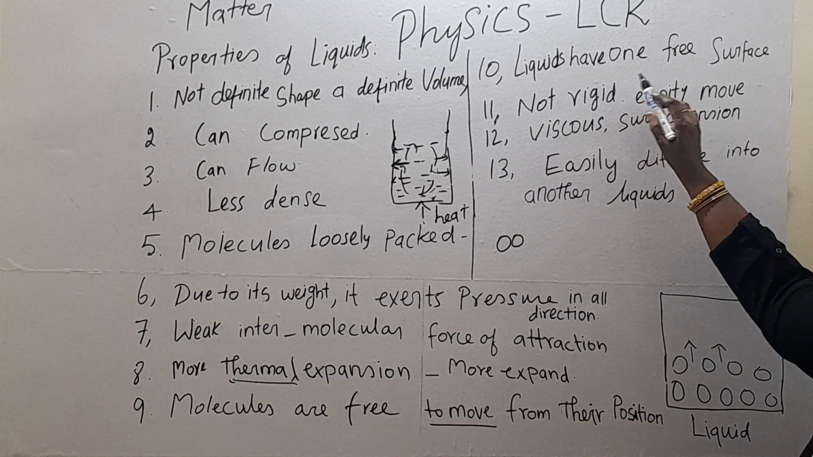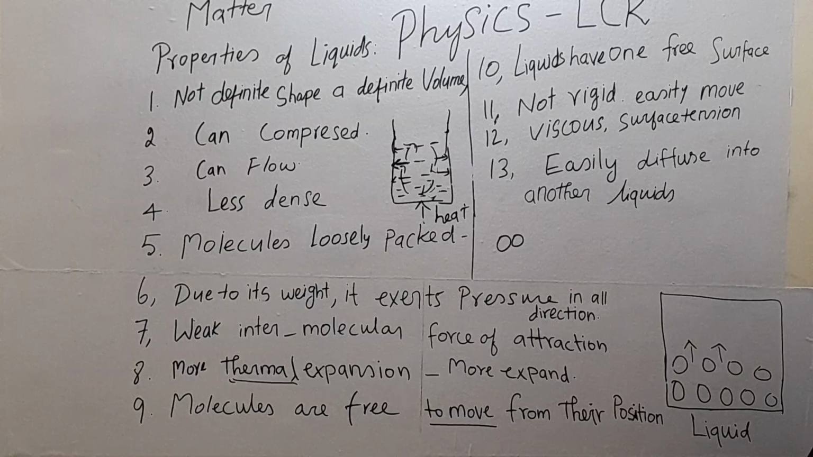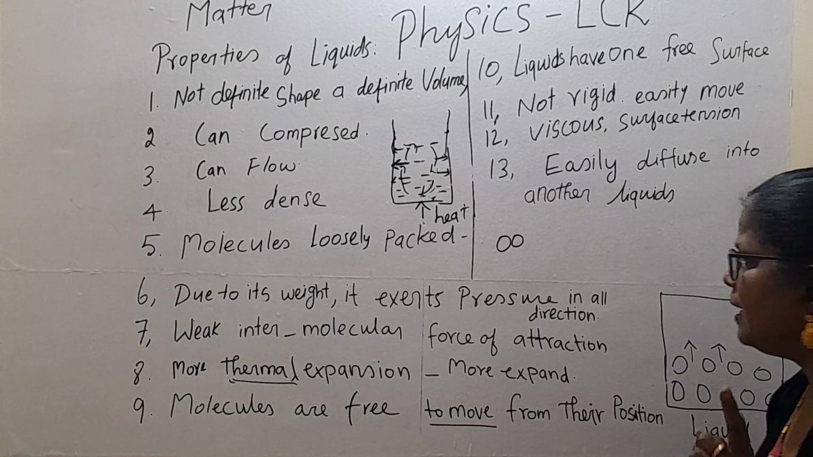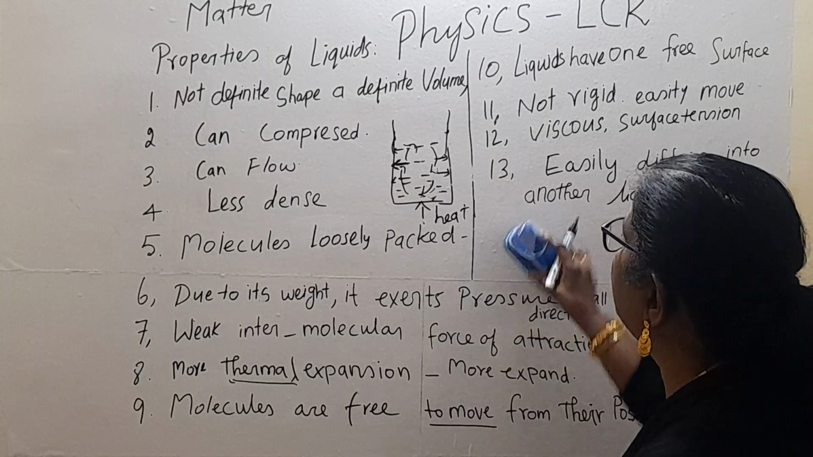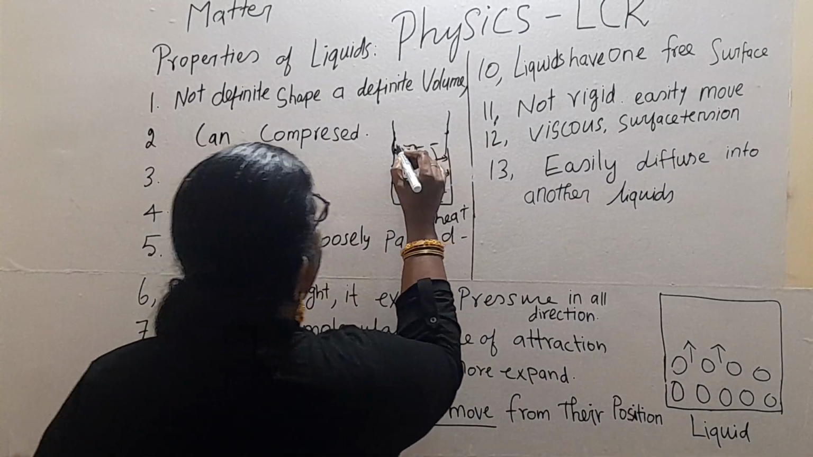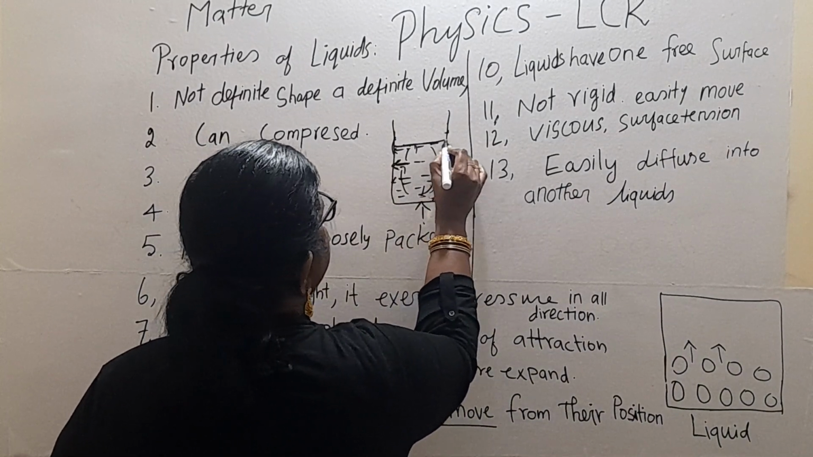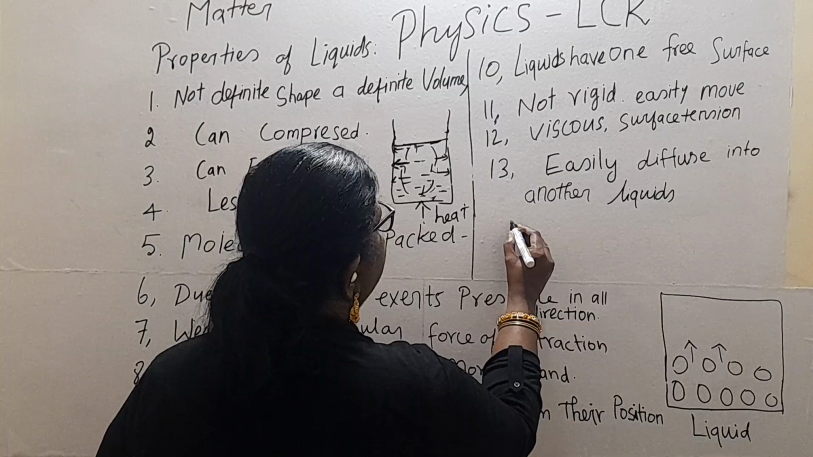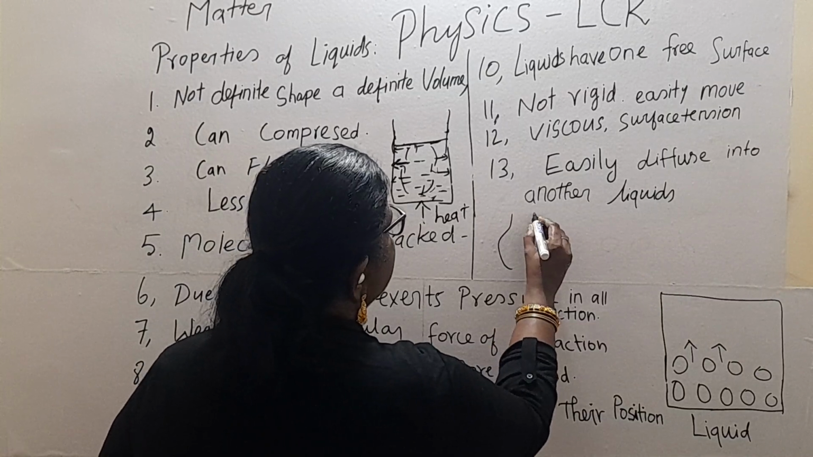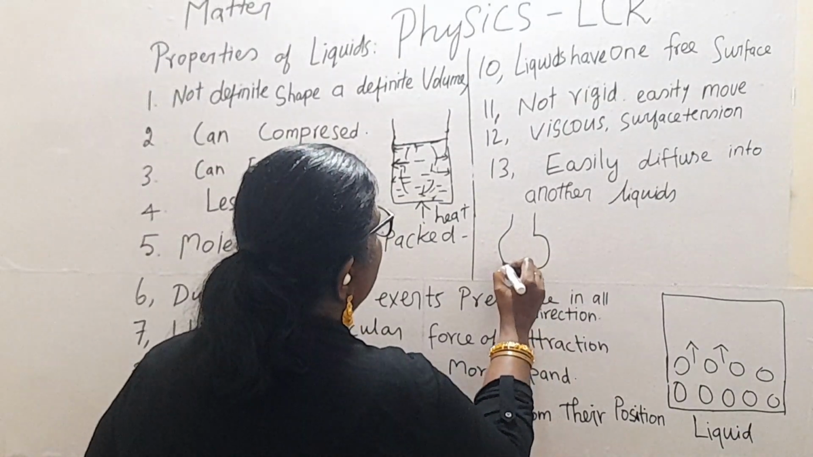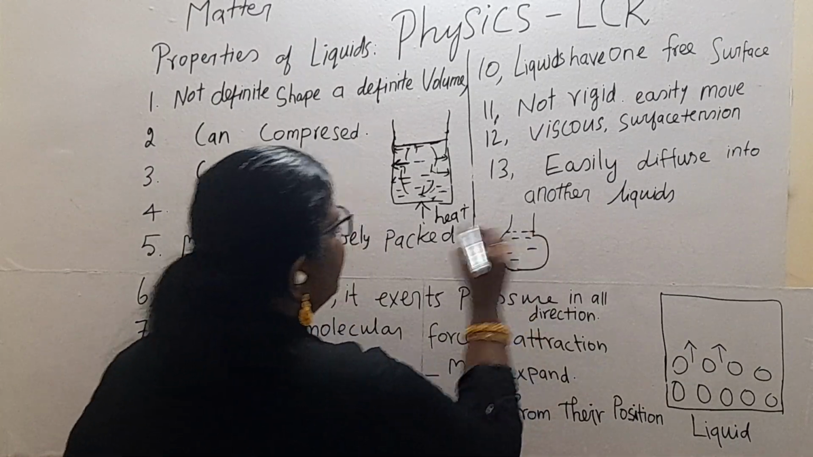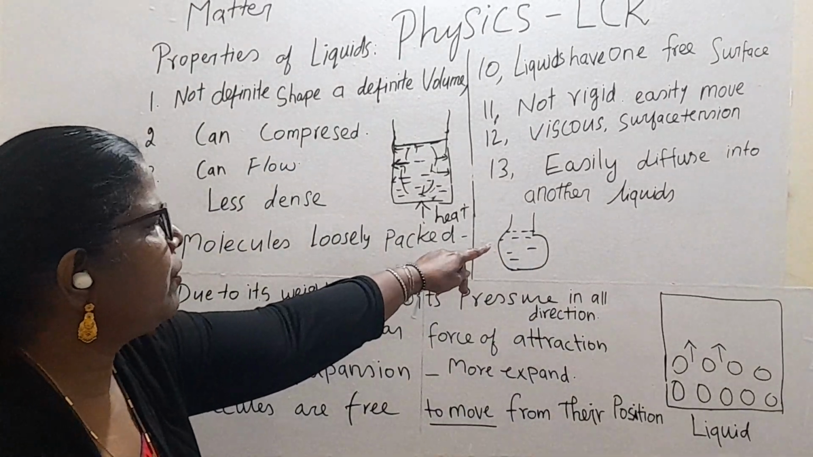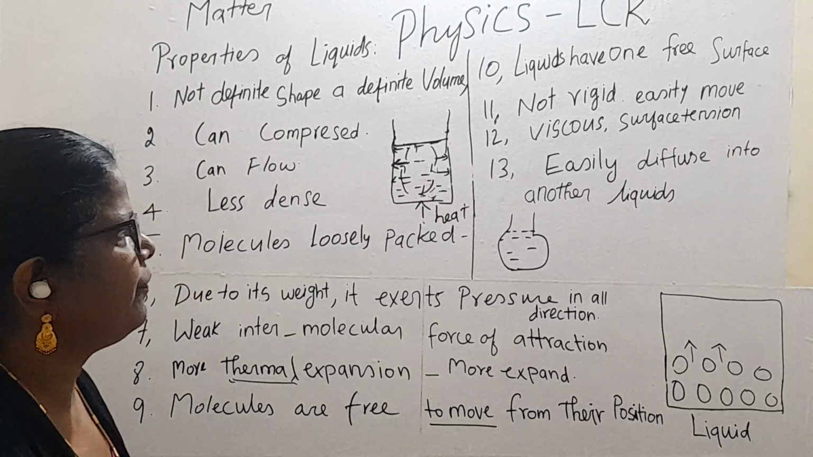10th point: liquids have only one free surface. In whichever container you keep a liquid, the liquid has only one free surface. This is the free surface, in the container where you are keeping the liquid. Just see, liquids have only one free surface.